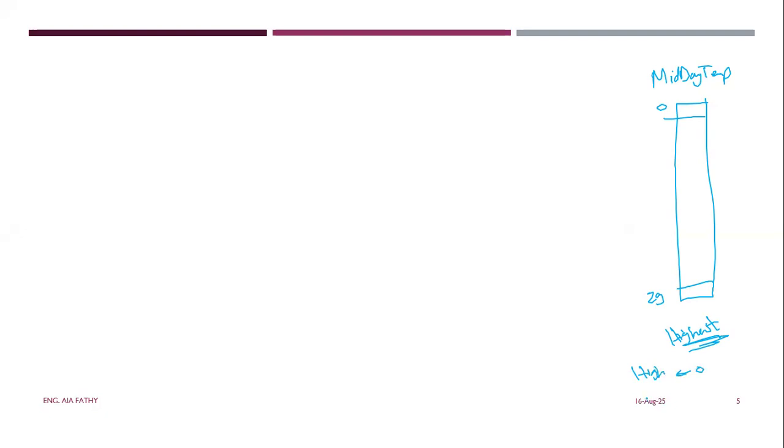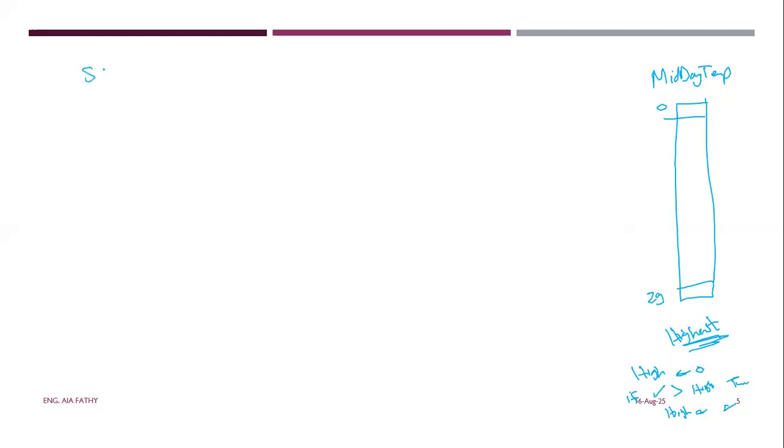So we have the midday temperature array, which contains 30 values from 0 to 29. We want to get the highest temperature. Okay, how can we find the highest temperature? We said before, at first we will set high to 0, okay? And then we will check if the temperature is more than high, then we will assign the temperature to high, okay? So we will try to do it.